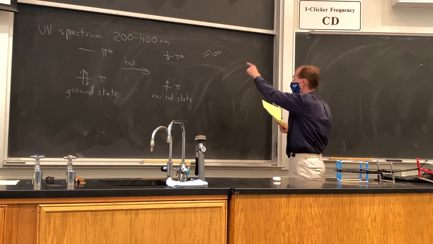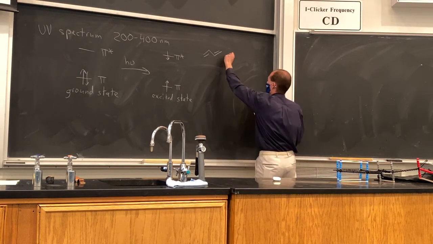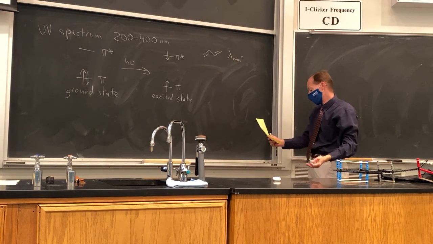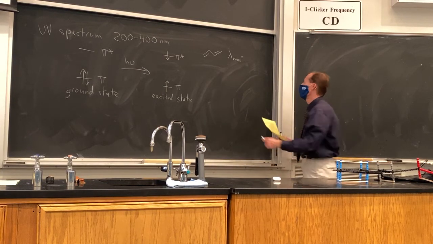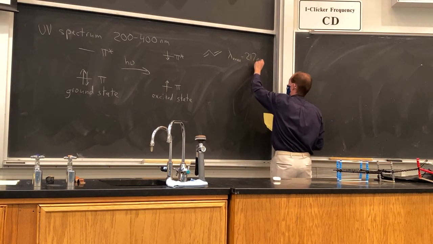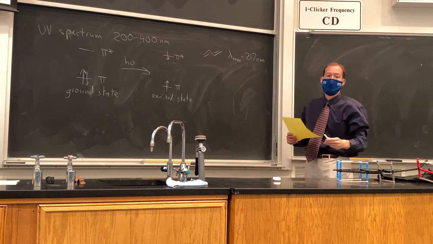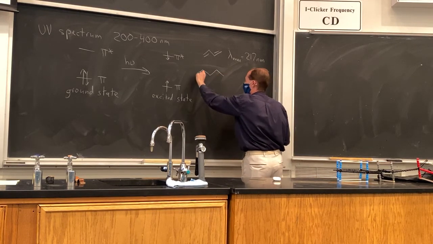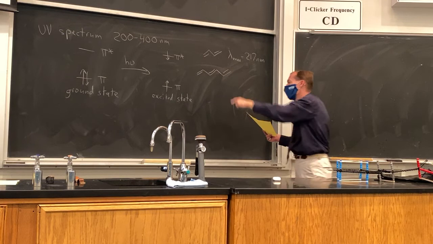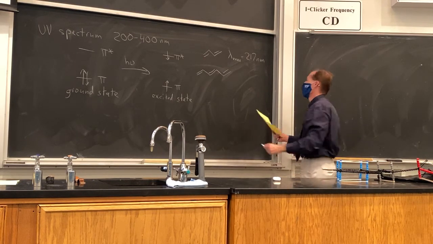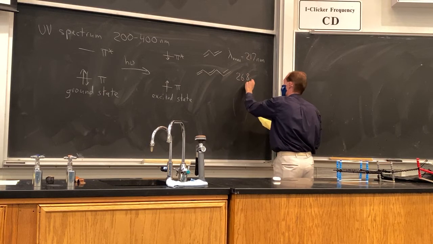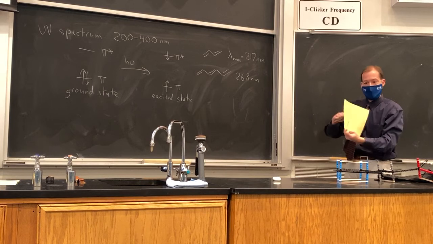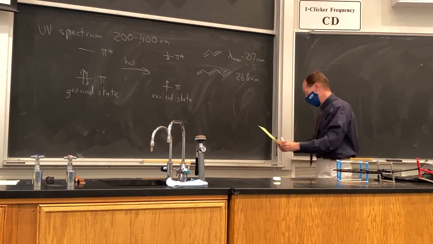Okay, so here we have 1,3-butadiene, lambda max. The wavelength at which it will absorb UV light and promote that electron is 217 nanometers. Okay, that's at the high energy end of the UV spectrum. Hexatriene, 1,3,5-hexatriene. The lambda max is going to be 268. Okay, about 50 nanometers higher. Smaller energy gap between the HOMO and the LUMO.